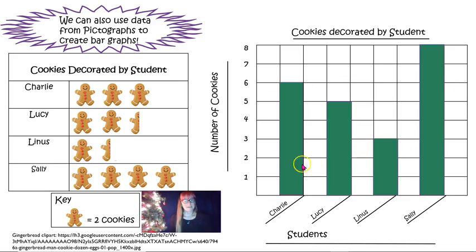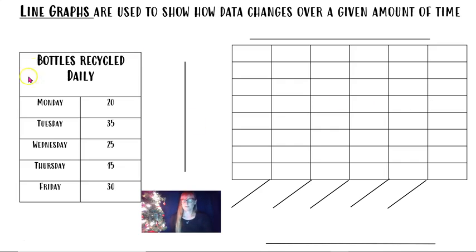Again, now that my data is graphed, I can look at this and see that Linus had the least amount of cookies that he decorated, and Sally had the most amount of cookies that she decorated. We can also use data tables in order to help us create line graphs. Line graphs are used to show how data changes over a given amount of time.